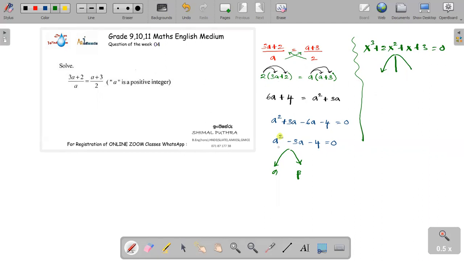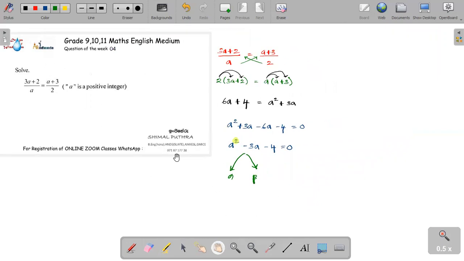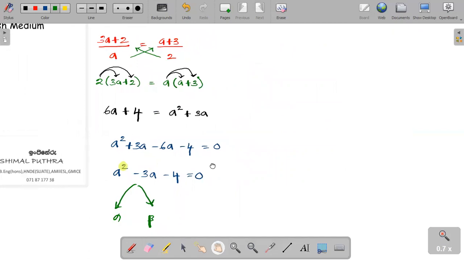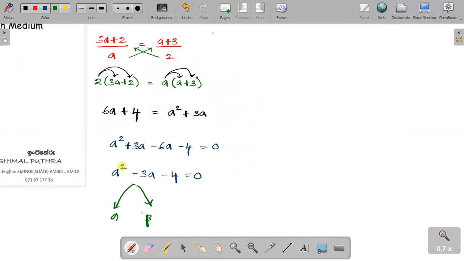In this case, the unknown letter is a. So there should be 2 answers for the unknown letter. That means for the variable, that is a, there should be 2 answers, alpha and beta. For the other case, it should be 3 answers. But in your O-level syllabus, we only discuss quadratic equations. That means the maximum power is 2. Let's find the answer for a. How can we find the answer for a? I told you there should be 2 answers.